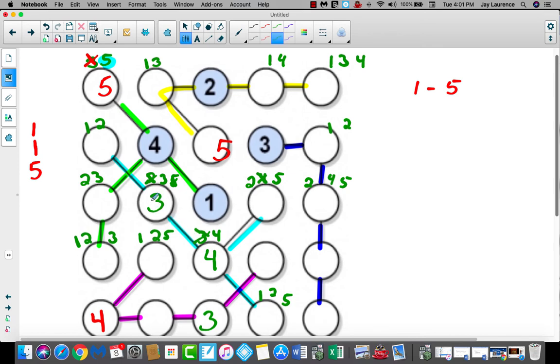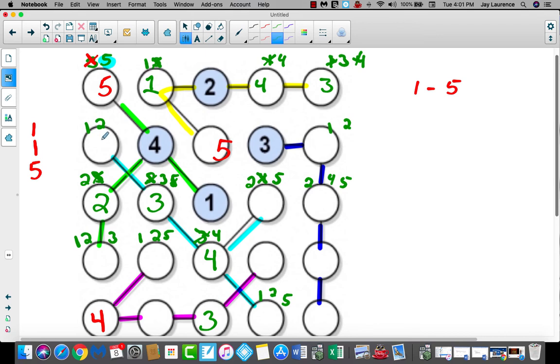Now, if that's a 3, this one can't be a 3. It forces it to be a 2. This one can't be a 3, forcing it to be a 1. If this one's a 1, this one can't be. The only choice is 4. And this one can't be a 1, can't be a 4, so therefore I must have a 3.